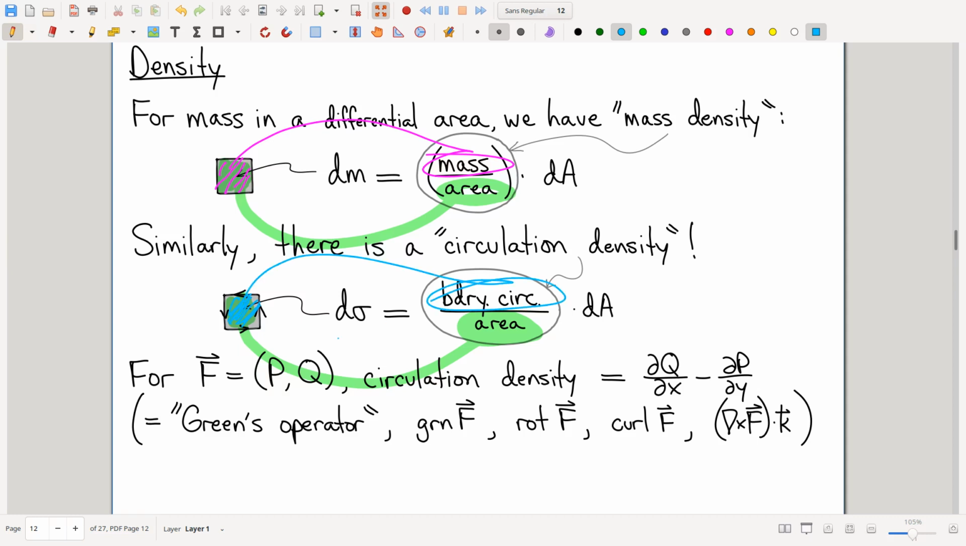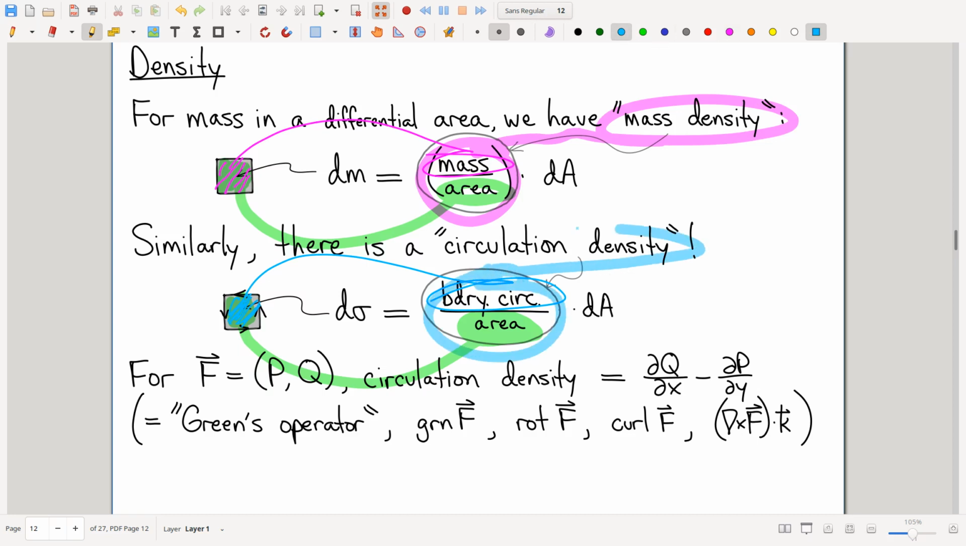And so likewise, I can talk about boundary circulation per unit area. Accumulating quantity per unit size, just like with mass. This is an accumulating quantity per unit size. In the same way that this is a density, we call this mass density because mass is the quantity. Likewise, we're going to call this circulation density because the accumulating quantity is circulation. So totally analogous. Again, this is mass density.